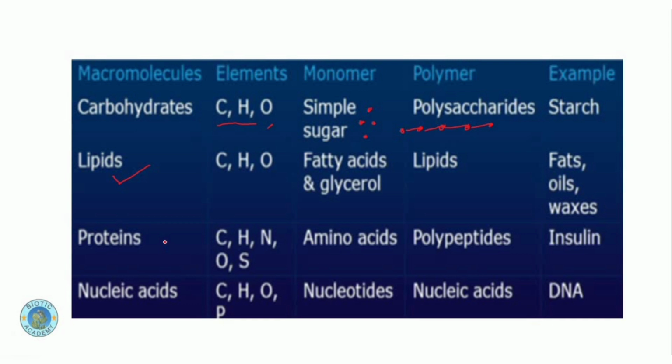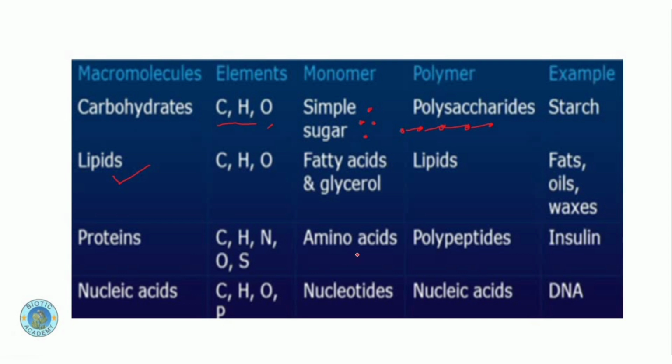Now the third one is protein. Protein contains carbon, hydrogen, nitrogen, oxygen and sulfur. So there are two new elements here, nitrogen and sulfur, which are present in protein. The monomer, or the simplest form of protein, which we get after the process of digestion, is amino acid. This is the form of protein that is needed by the cell.